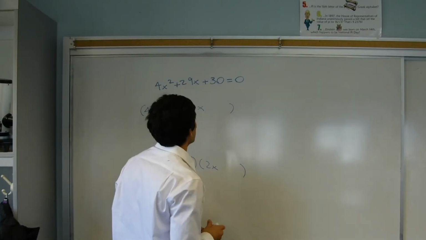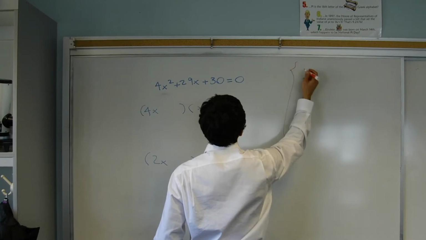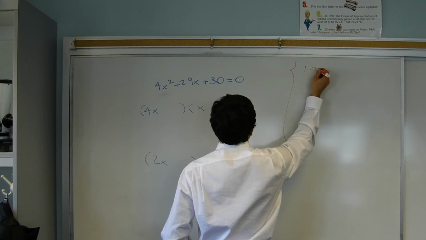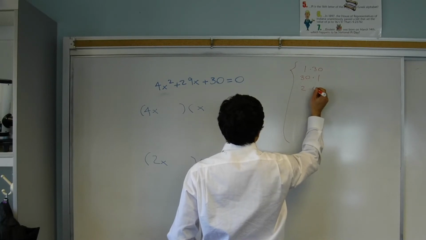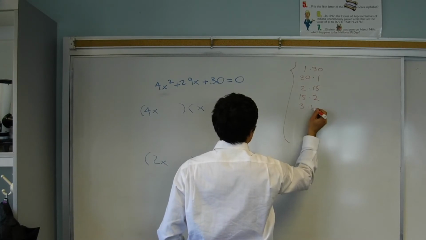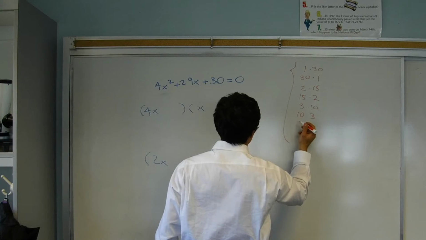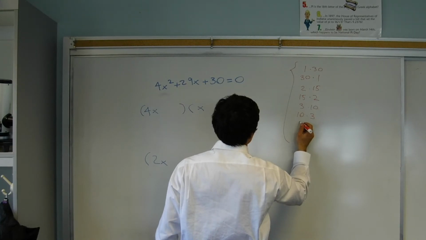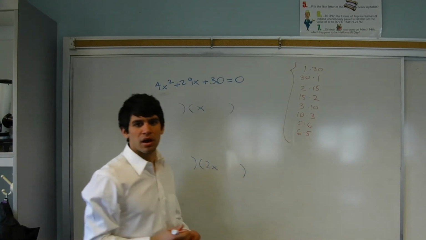So let's open up another window on the desktop. It's going to be a big one. We're going to have 1 and 30. We're going to have 30 and 1. We're going to have 2 times 15, 15 times 2, 3 times 10, 10 times 3, and then we're going to have 5 times 6, and 6 times 5.